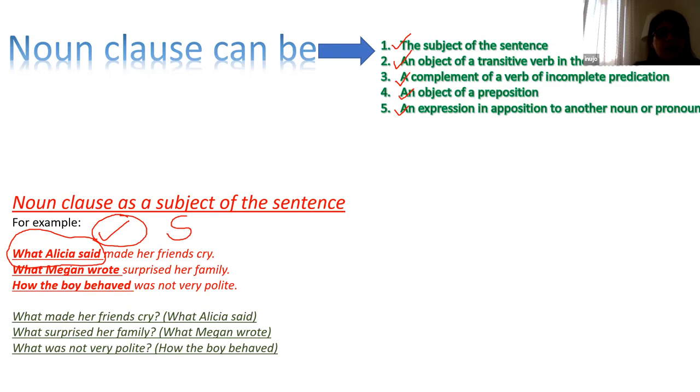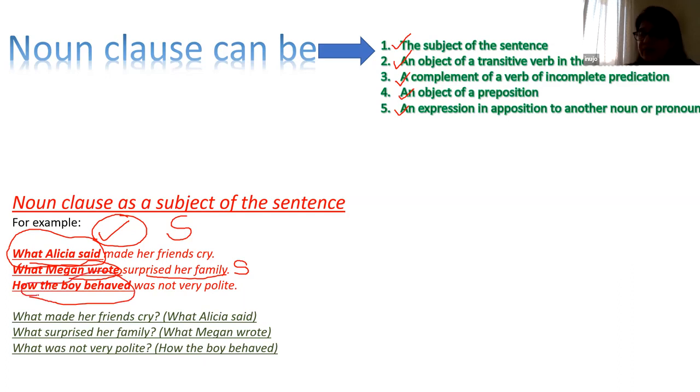The second one, what Megan wrote surprised her family. Now, what is the question we ask with the verb? What surprised her family? Then you get the answer, what Megan wrote. Hence, this is again the subject of the sentence. That becomes your noun clause, which is functioning as the subject of the sentence. The last one, how the boy behaved was not very polite. Now, what is the noun clause here? How the boy behaved. This is your noun clause.